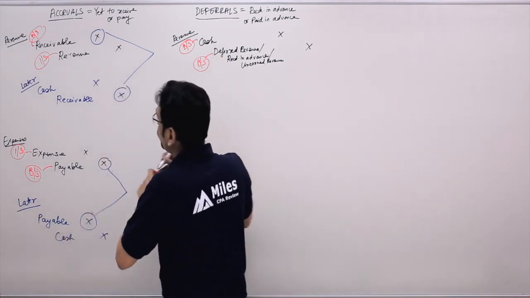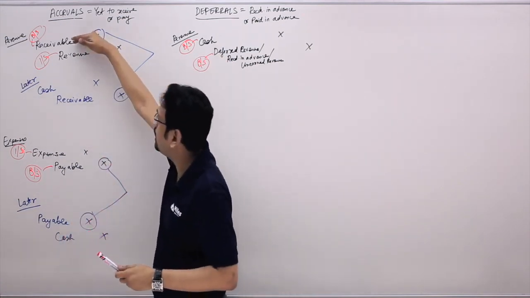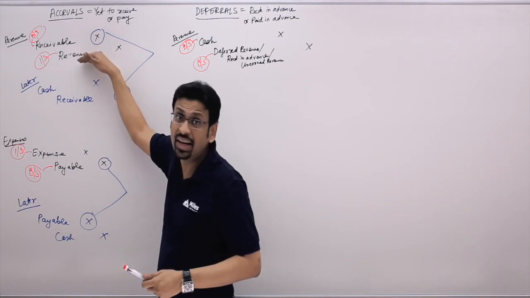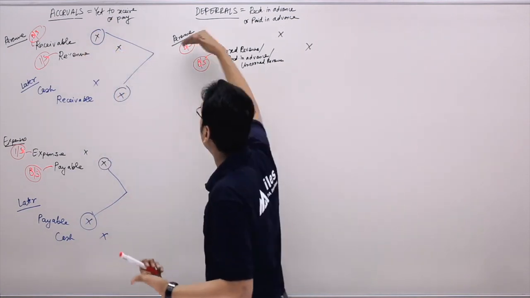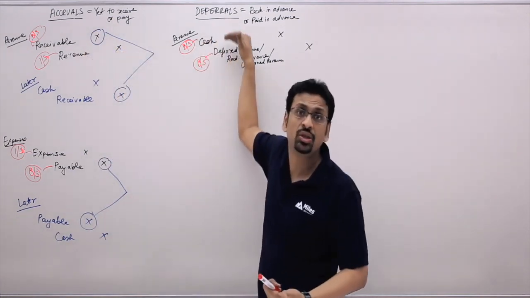Look for accruals. For accruals, the debit went to balance sheet in case of accrued revenue, but the credit, that was income statement. Here, both the accounts go to the balance sheet.